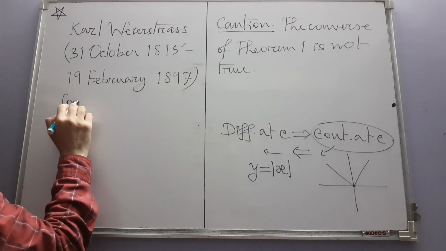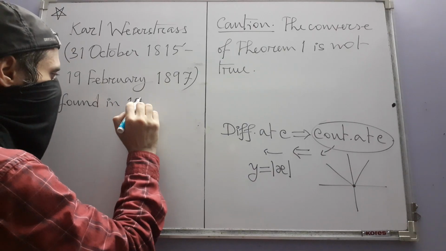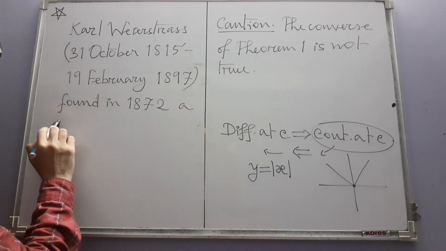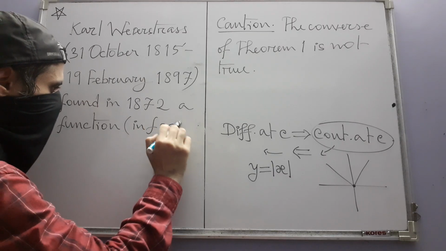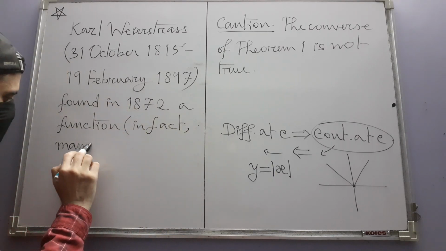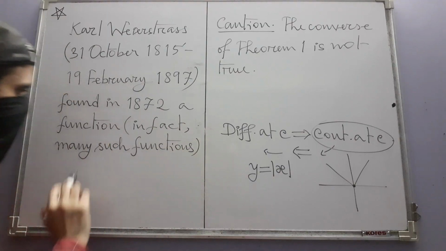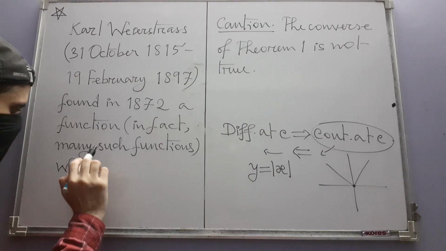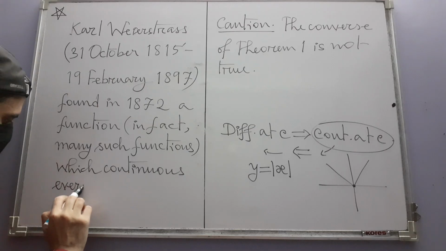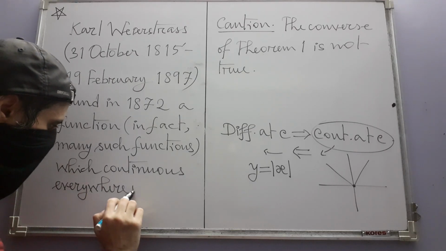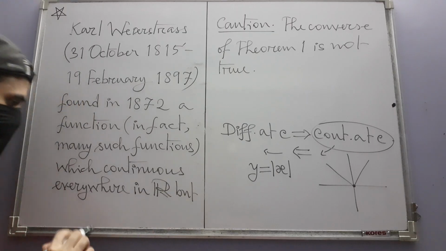Karl Weierstrass found in 1872 a function, in fact, many such functions, which is continuous everywhere in R but differentiable nowhere.